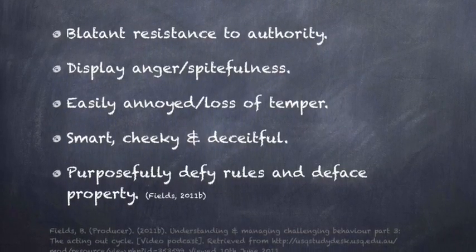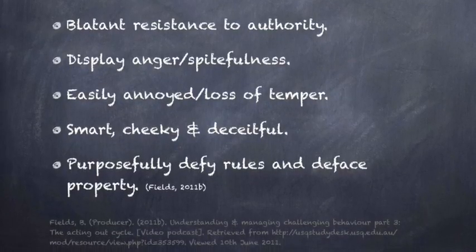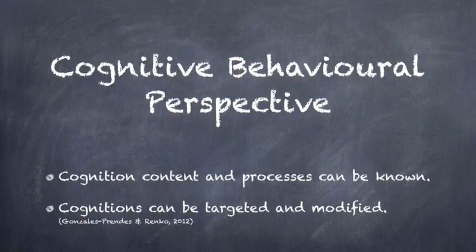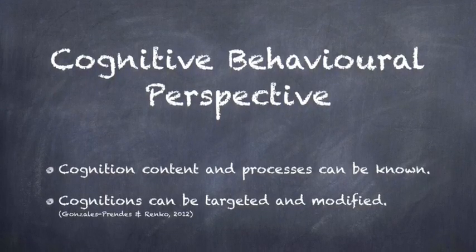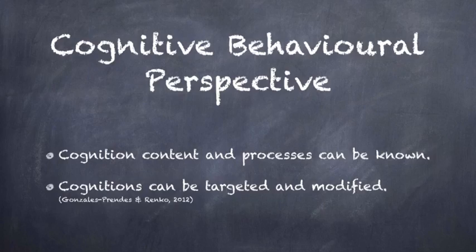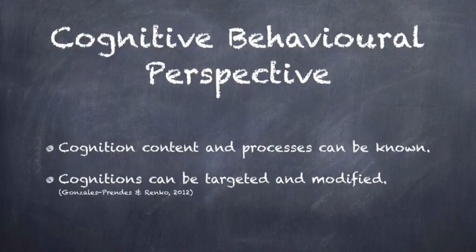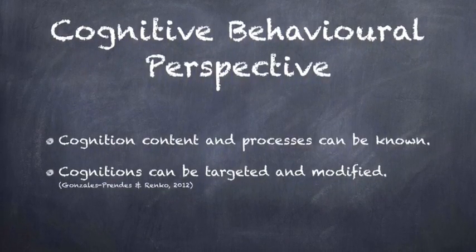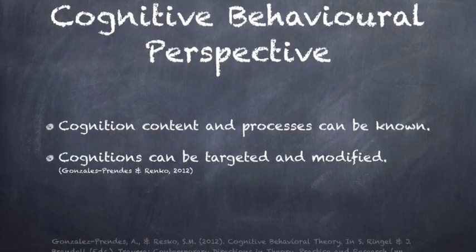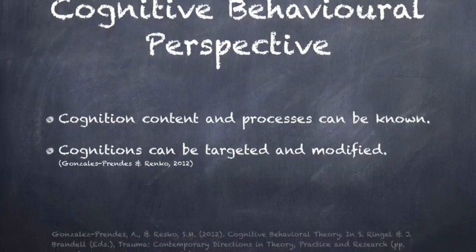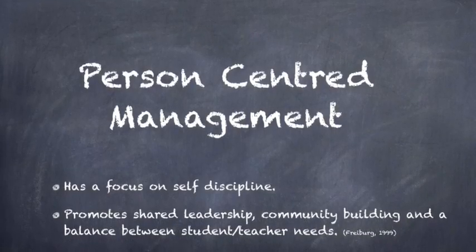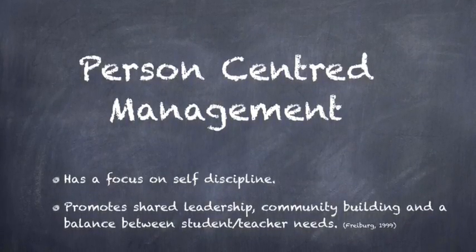The next big issue is how to deal with ODD. Much of the behaviour management strategies utilised today draw from a cognitive behavioural perspective. This approach assumes that cognitive content and processes can be known, and perhaps more importantly for our discussion, that such cognitions can be intentionally targeted and modified. In simplified terms, this perspective suggests that students have much more say in how they choose to behave. This has led to the development of the person-centred approach to classroom management.